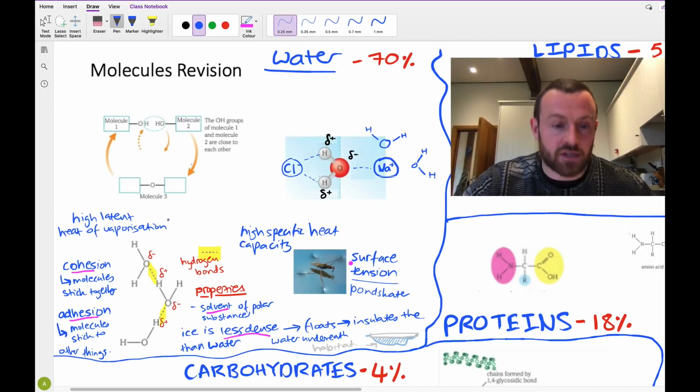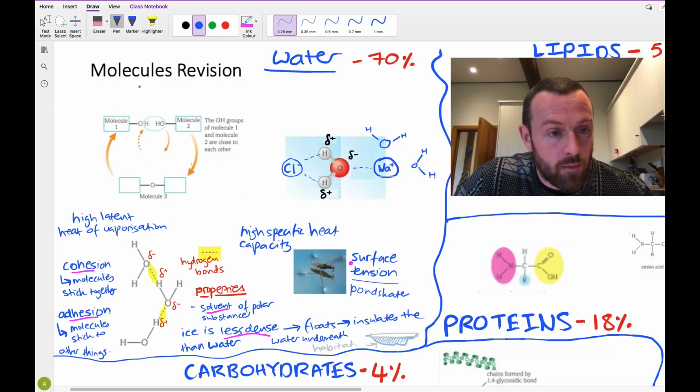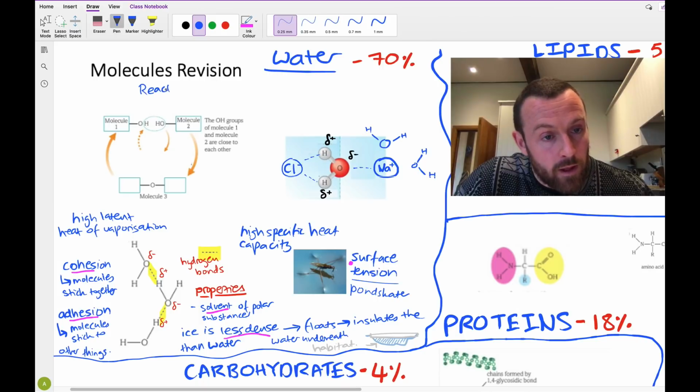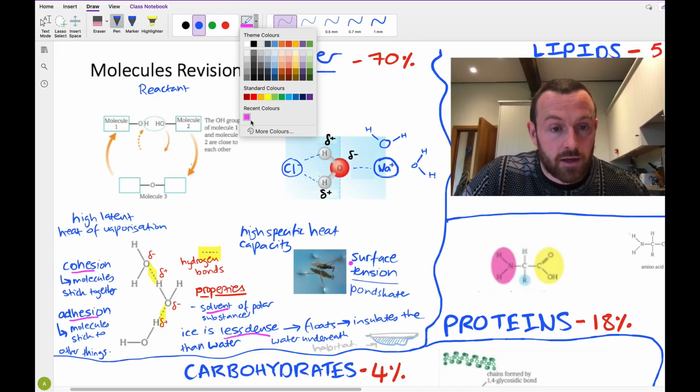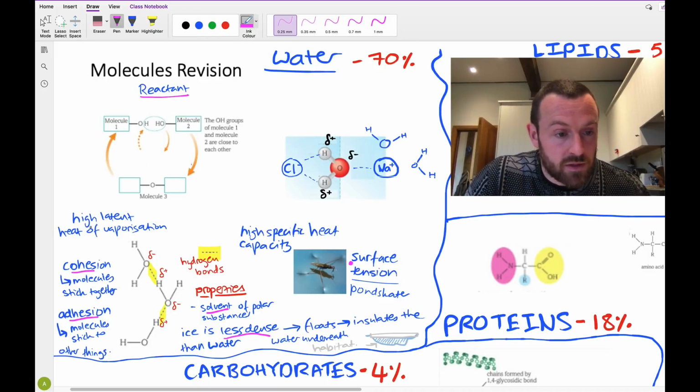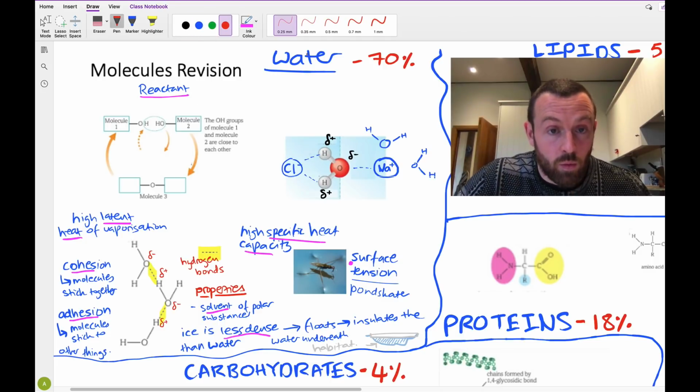And the other thing is, of course, that it can be a reactant, and we're going to look at the way that water can be a reactant up here. So let's just highlight those two other extra ones. So we've got the latent heat, high specific heat capacity. Okay, so those are all the properties of water.